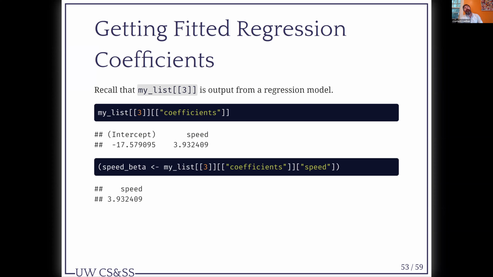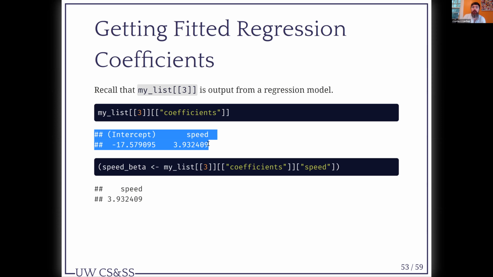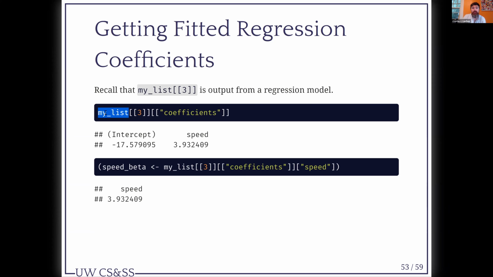If you want to get fitted regression coefficients out of a model, you can do it with a little bit of list subsetting. Remember that my_list[[3]] was the output from a regression model. I can say my_list[[3]][["coefficients"]], I like saying bracket, and I will get the actual matrix of coefficients. This says take my list, go to its third element, and then of that third element, go to an element named coefficients.